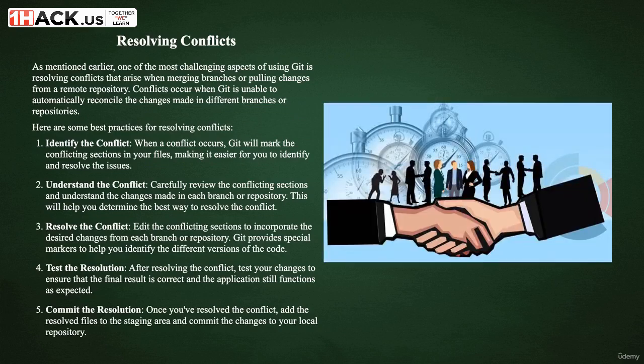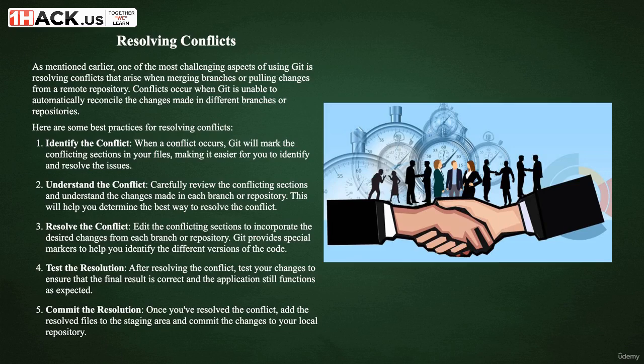As we've discussed, one of the most challenging aspects of using Git is resolving conflicts that arise when merging branches or pulling changes from a remote repository. Conflicts occur when Git is unable to automatically reconcile the changes made in different branches or repositories. When a conflict occurs, Git will mark the conflicting sections in your files, making it easier for you to identify and resolve the issues. The first step in resolving a conflict is to carefully review the conflicting sections and understand the changes made in each branch or repository. This will help you determine the best way to resolve the conflict.